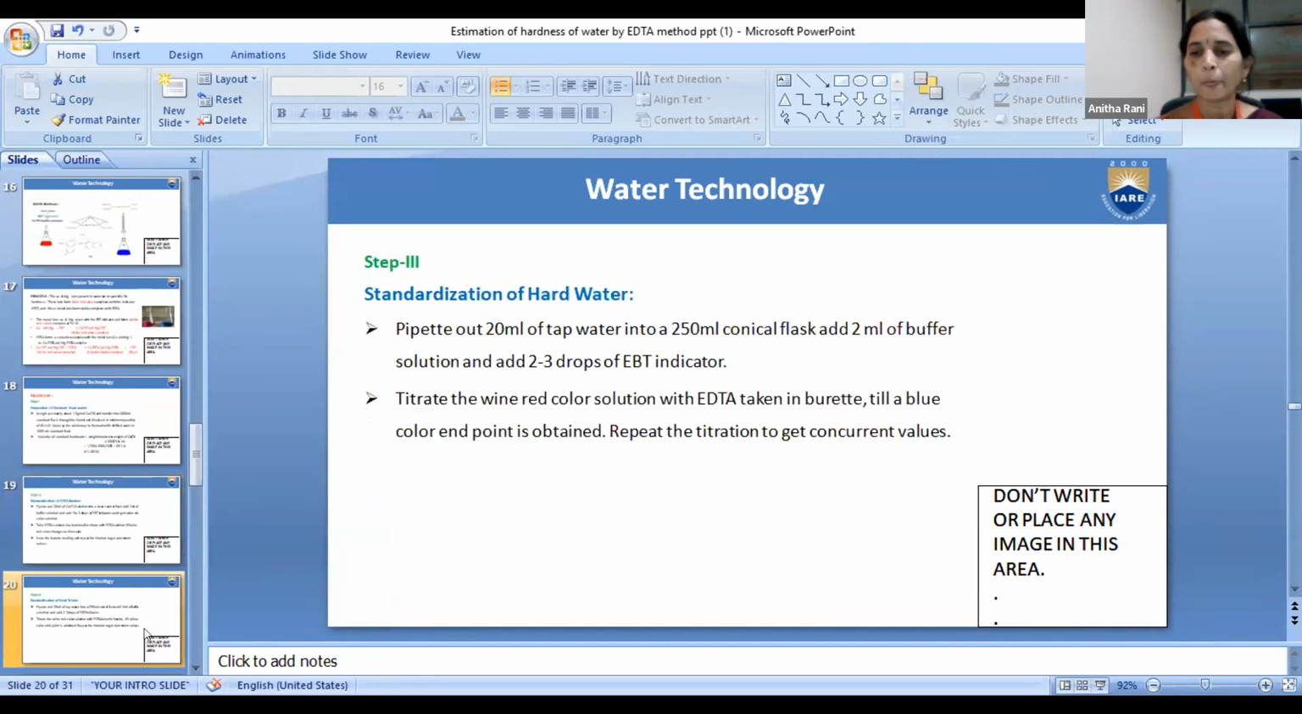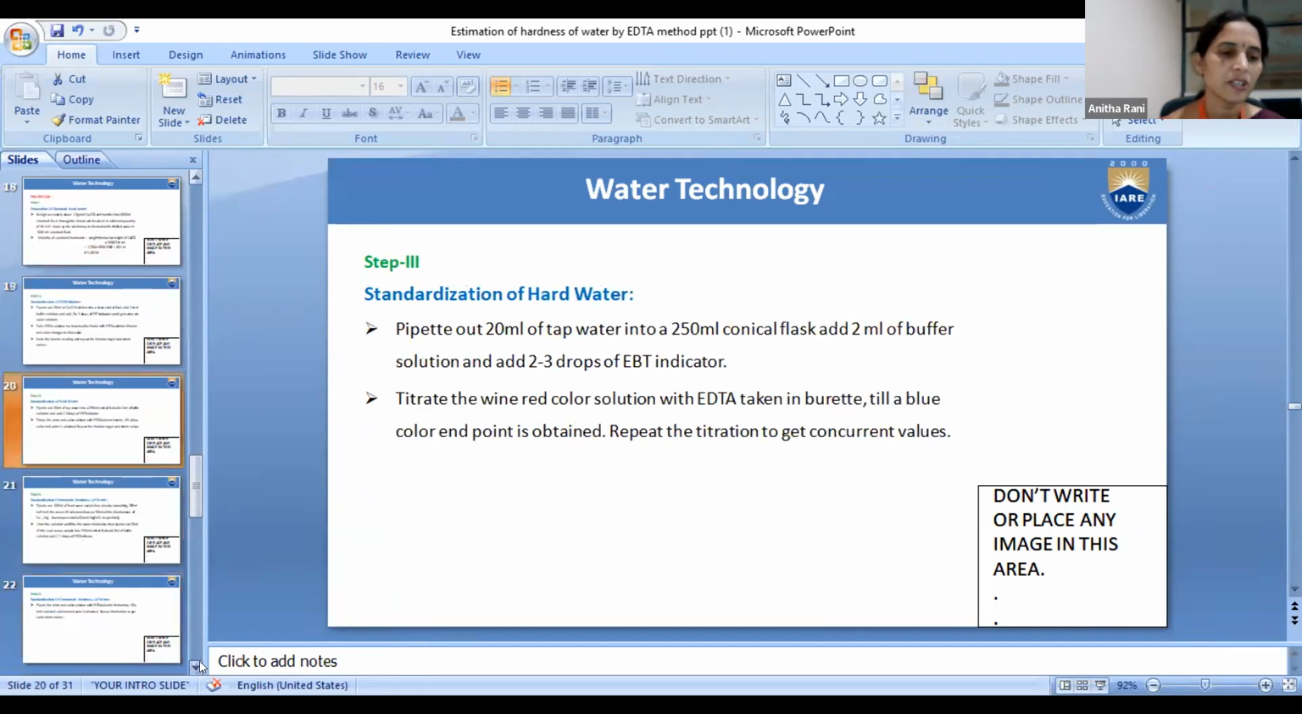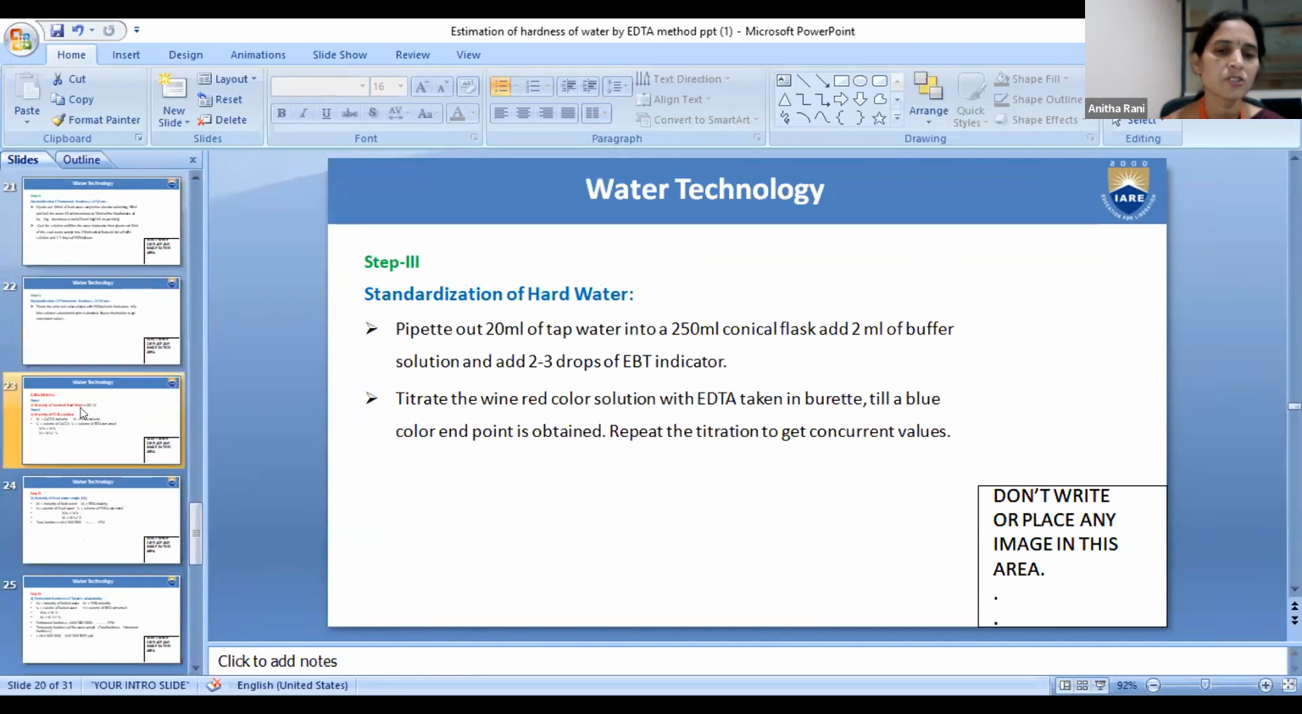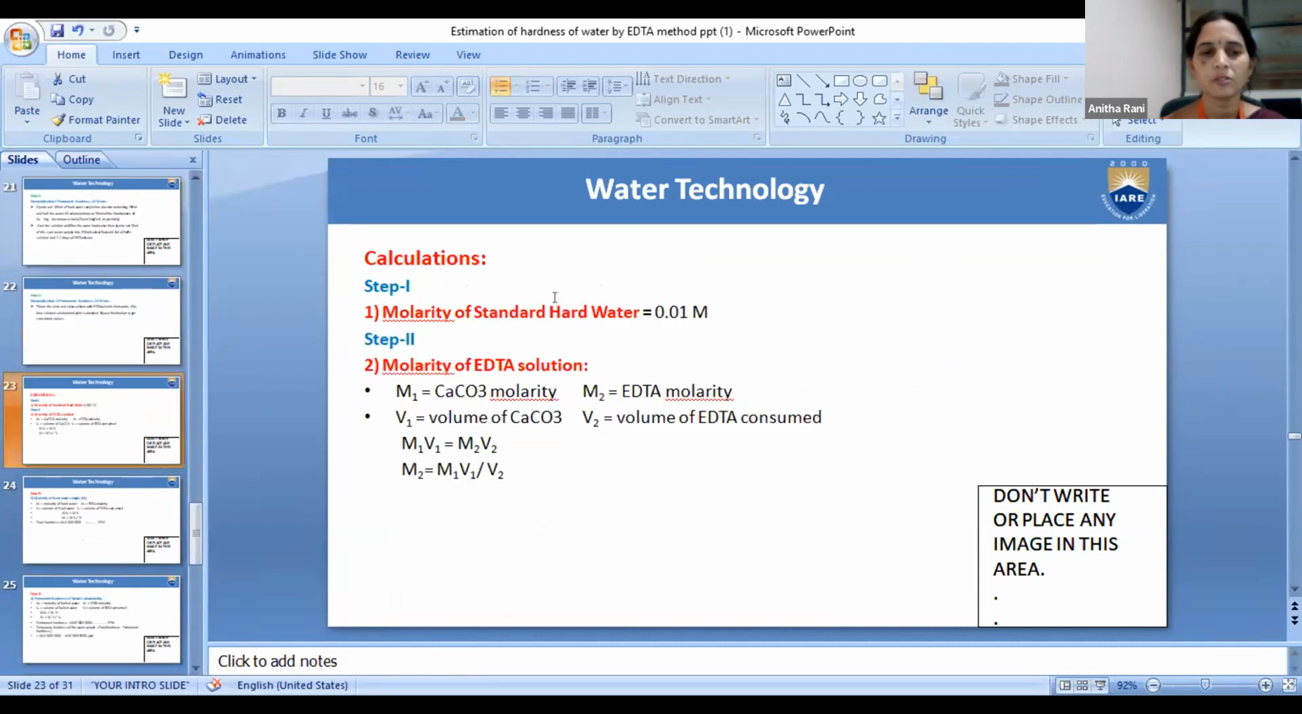Now step 3. Students, I will tell you, no need to get confusion. We will go alternatively, we will go for calculation also, you will understand. First one we completed. Molarity of standard hard water 0.01. Second one, we are finding molarity of EDTA solution. So M1 is molarity of calcium carbonate, that is 0.01. What is M2? Molarity of EDTA, we have to find out M2.